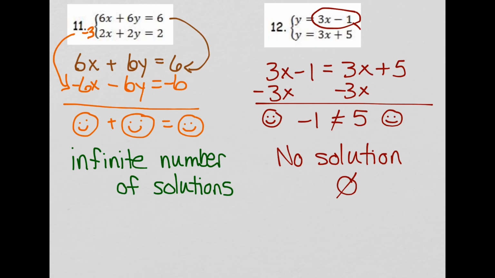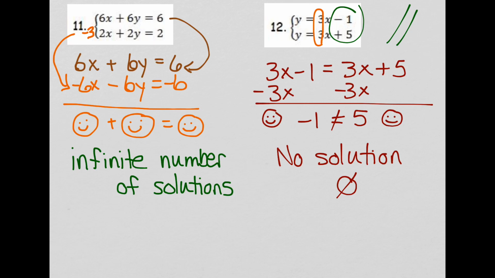If you went back up here and you solved this by graphing, you inspected it and you noticed, oh, by golly, these two things have the same slope. Look at that. Y equals 3x minus 1, that's a line with a slope of 3. Y equals 3x plus 5 is also a line with a slope of 3. But their y-intercepts were different. And so that means that these two lines were parallel and they will never cross. And of course, that means there's no solution.